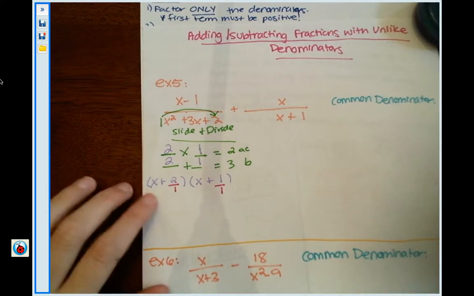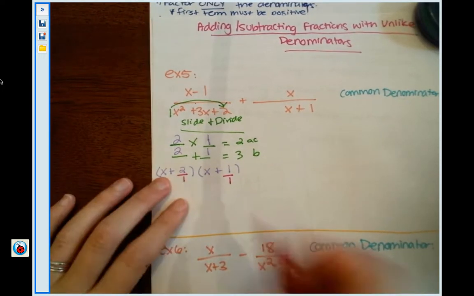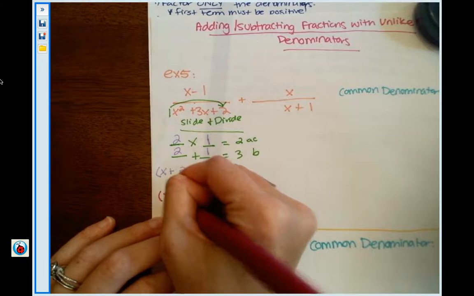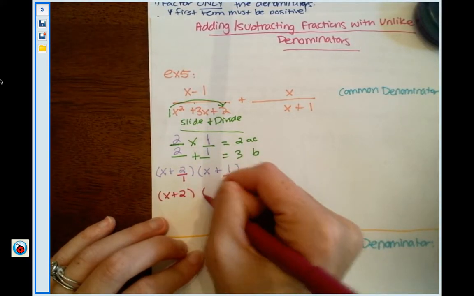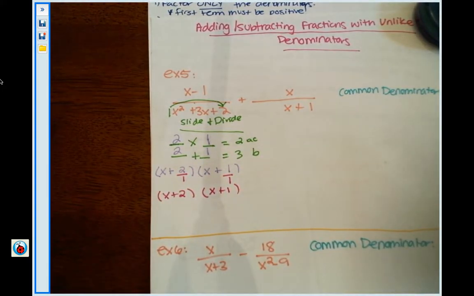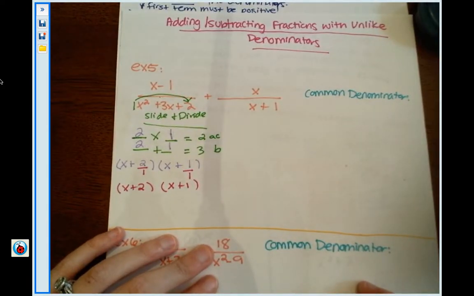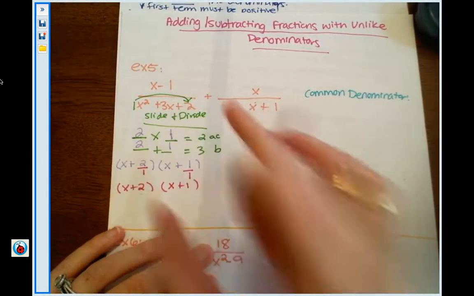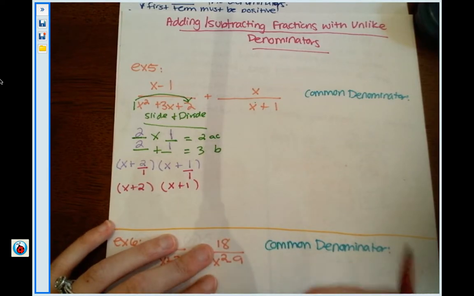Okay, so 2 divided by 1, we're going to simplify now. 2 divided by 1 is 2. So this will be x plus 2. 1 divided by 1 is 1 times x plus 1. Holy hot dog, right? Okay, so now I'm going to rewrite my fractions with the new factored form.